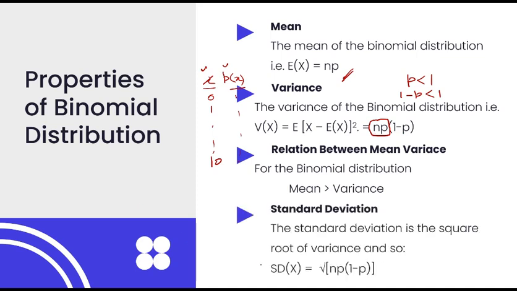And the standard deviation of a binomial distribution is given by the square root of the variance, that is, the square root of np into 1 minus p. So this is the formula for the standard deviation. Here we learn the formulas for the mean, the variance, and the standard deviation of a binomial distribution, and also found an interesting relation: the mean for a binomial distribution is greater than the variance.